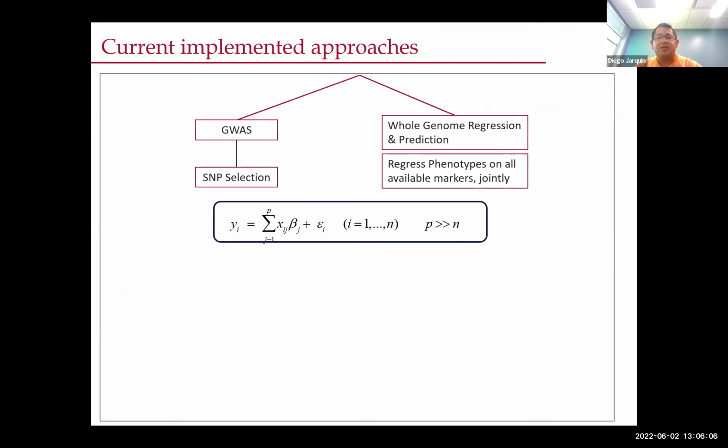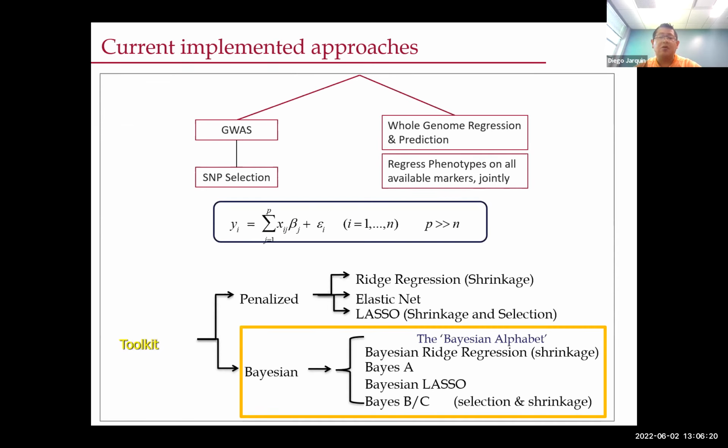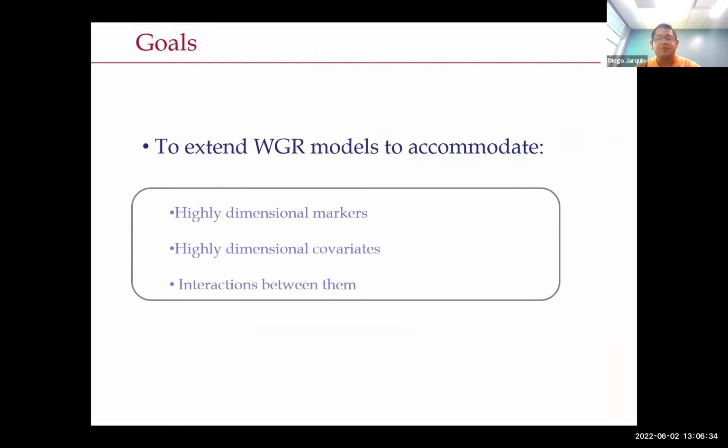One branch was the GWAS studies, which mainly focused on SNP selection. On the other side, we had whole genome regression, which tried to use all of the molecular markers at the same time. And we had two different types of models, penalized and Bayesian. They are similar in some ways, but also very different, specifically in the number of features that they allow you to include in the models. So the challenge of this research was to extend these whole genome regression models to accommodate highly dimensional markers, highly dimensional covariates, and interactions between them.